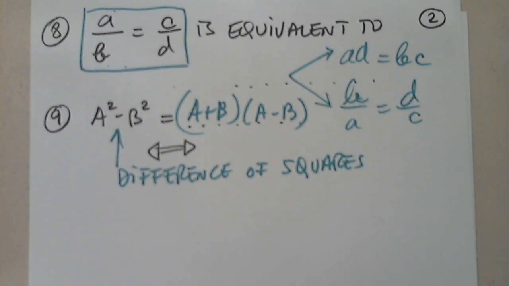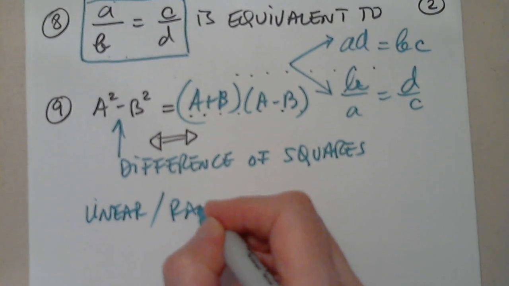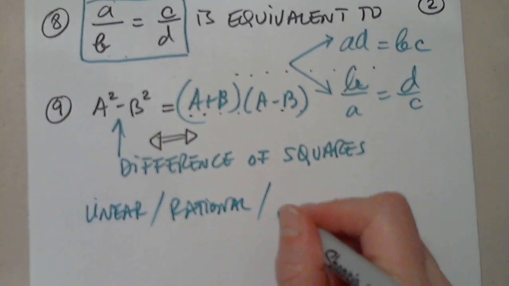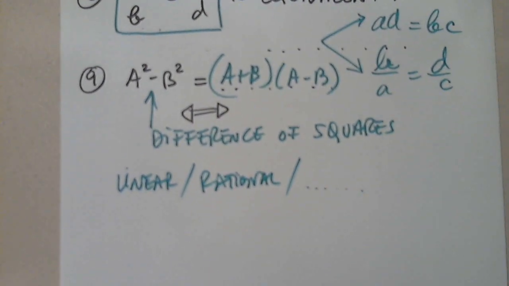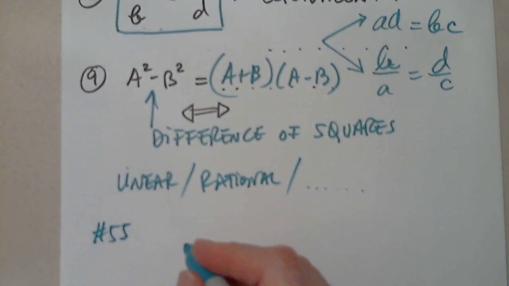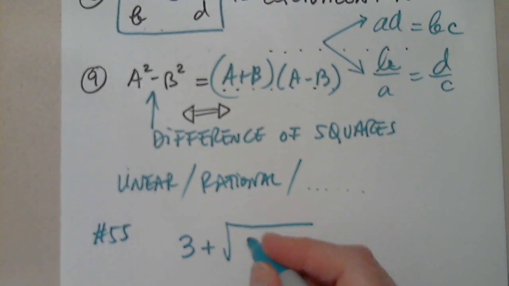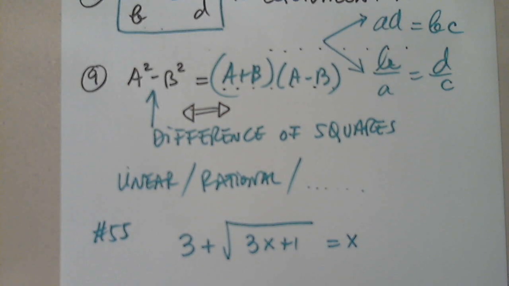So we are still on the first handout, and we did talk about linear, rational. Now we are looking at a third type. I'm going to write the title in a minute because I would like you to come up with it. Okay, so here's the equation, number 55 on our handout. 3 plus the square root of 3x plus 1 equals x. How do we call something like this? What is it? We have to be able to identify it. If we identify it correctly, we have great chances to solve it correctly.